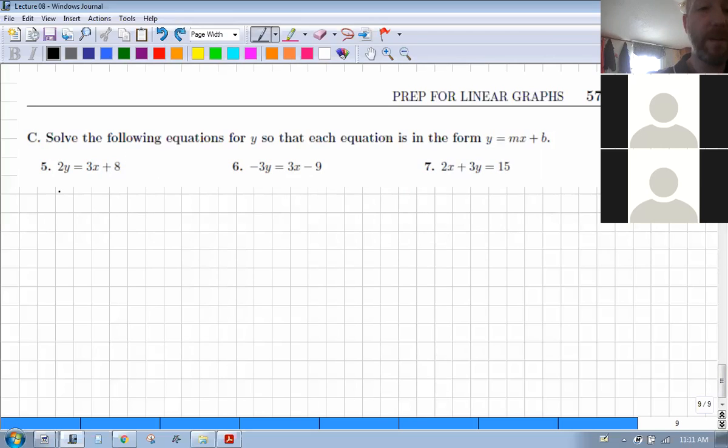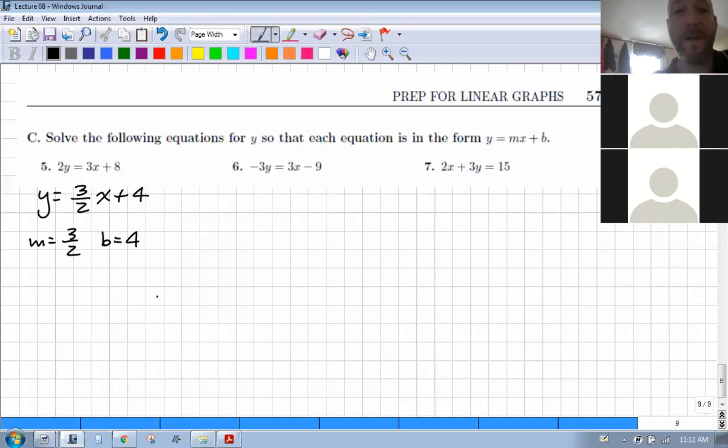So on number 5 here, if we divide everything by 2, y equals 3/2 x plus 4. So we put it into this form here. So m is 3/2. It's the number we're multiplying the x by. And our b is 4.